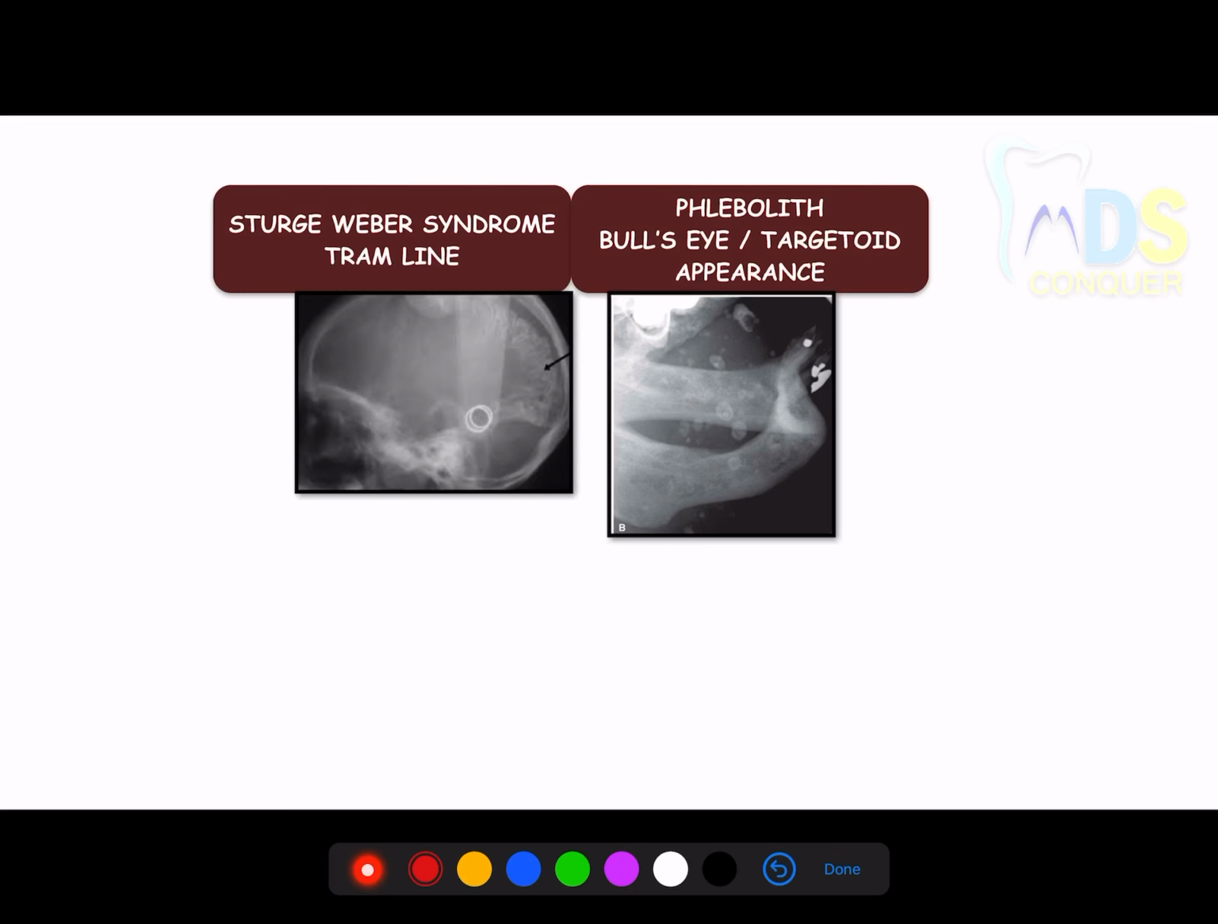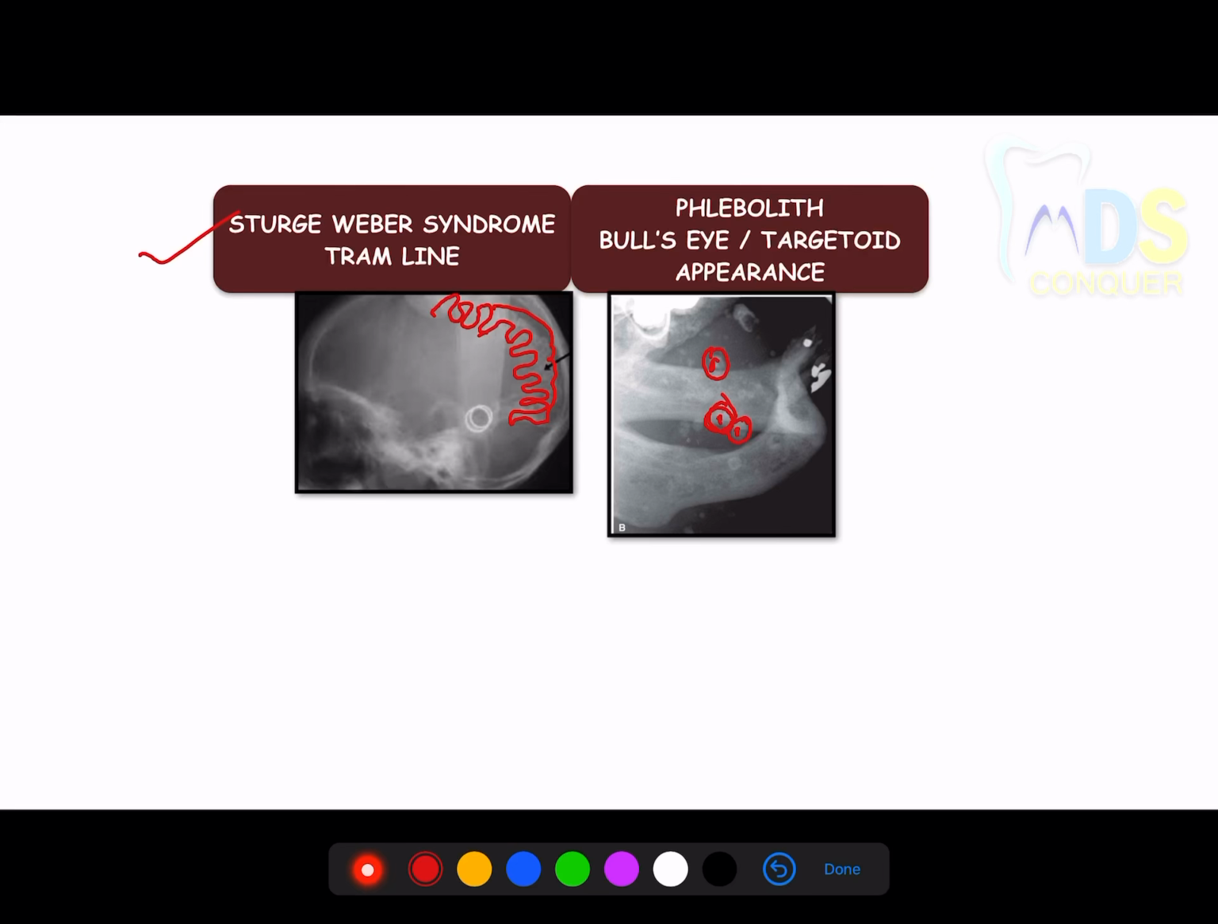One more thing, that is a tramline appearance. You can see here, this is a tramline type of appearance. The tramline type of appearance is seen in Sturge-Weber syndrome. Whereas phleboliths will have a bull's eye. You can see here an eye with a target-like appearance. These types of appearances will be seen in phleboliths.